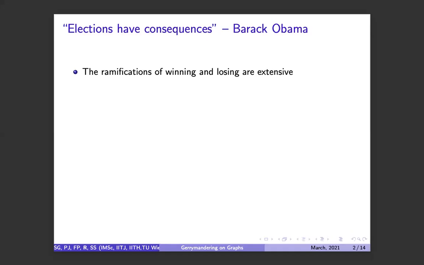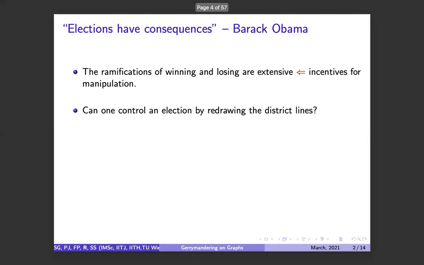So this gives an incentive to manipulate the outcome of an election. So, can one manipulate the outcome? When we say manipulate the outcome, we mean who wins the election. Can one control who wins the election by redrawing the district lines?